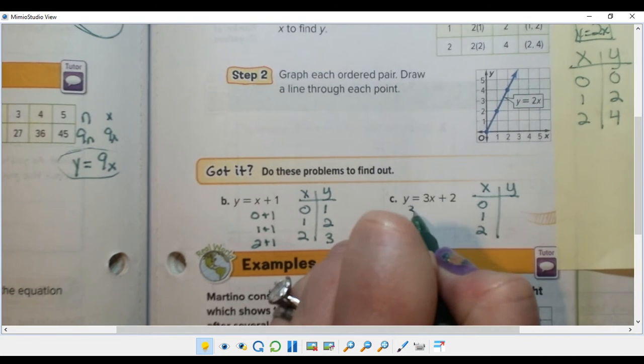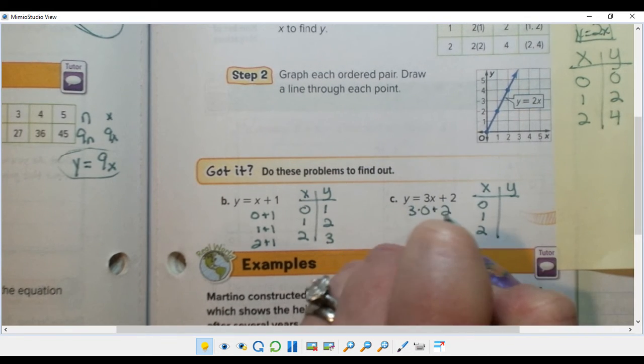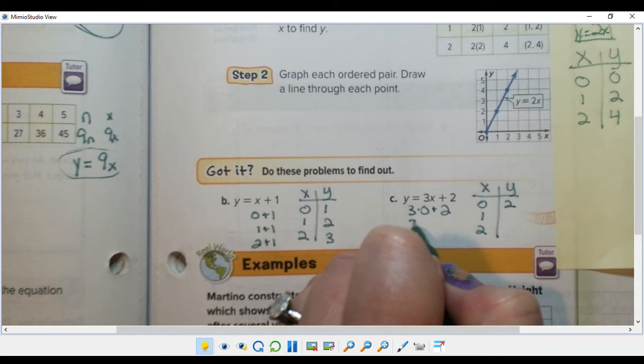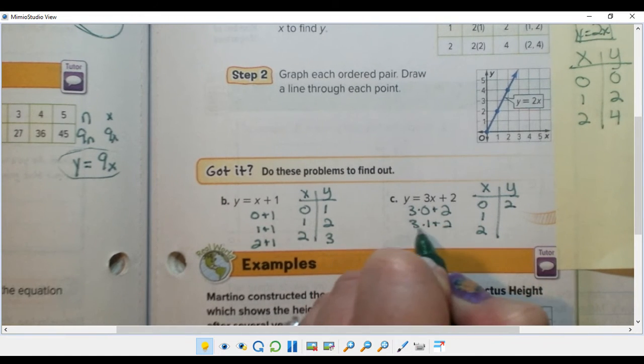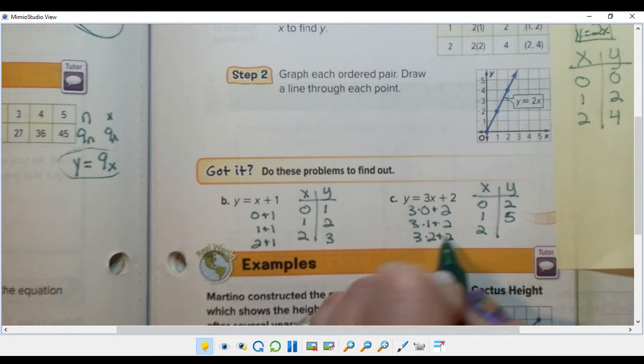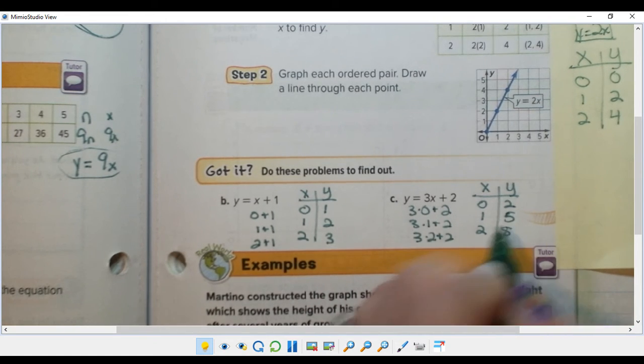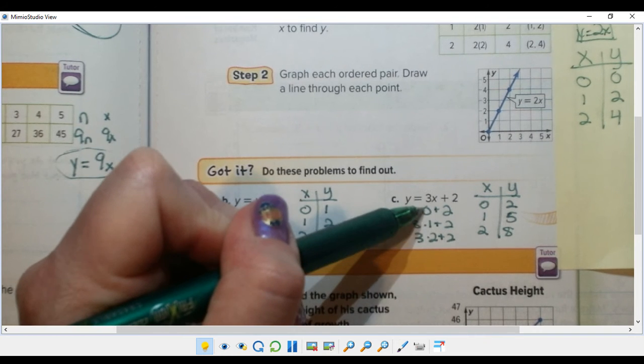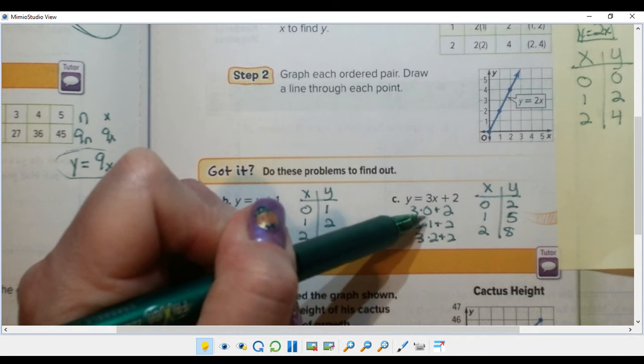So 3 times 0 plus 2, that would be 0 plus 2. 3 times 1 plus 2, that would be 3 plus 2. And then 3 times 2 plus 2, that would be 6 plus 2, or 8. The only thing that changed was the X, the number that I picked.